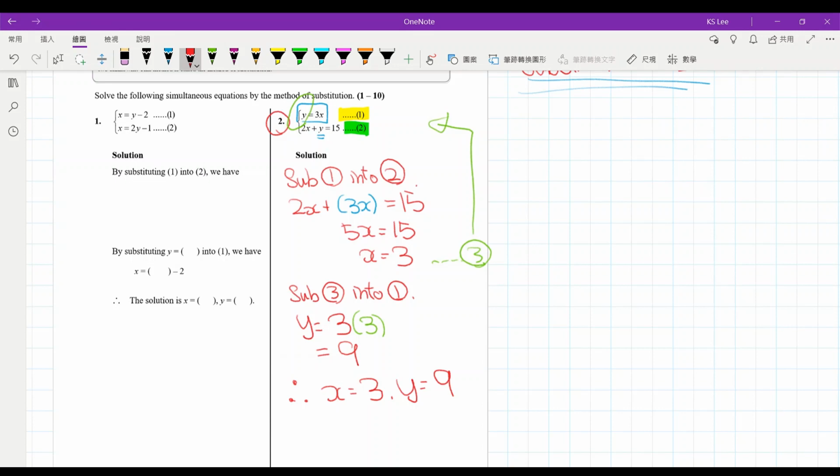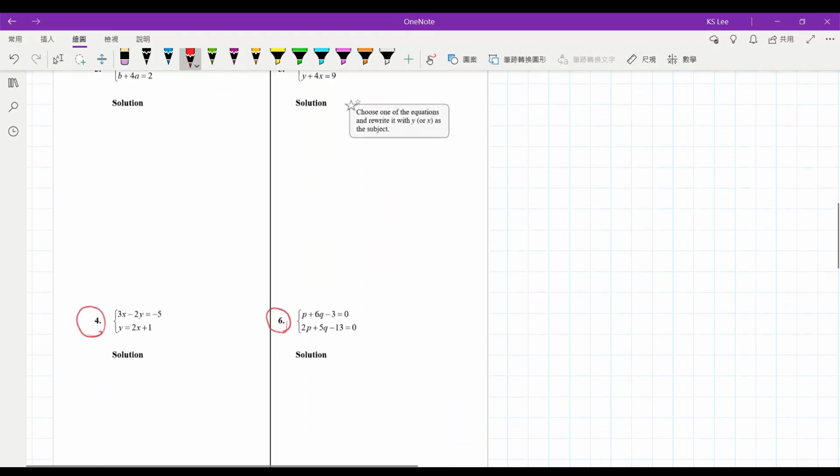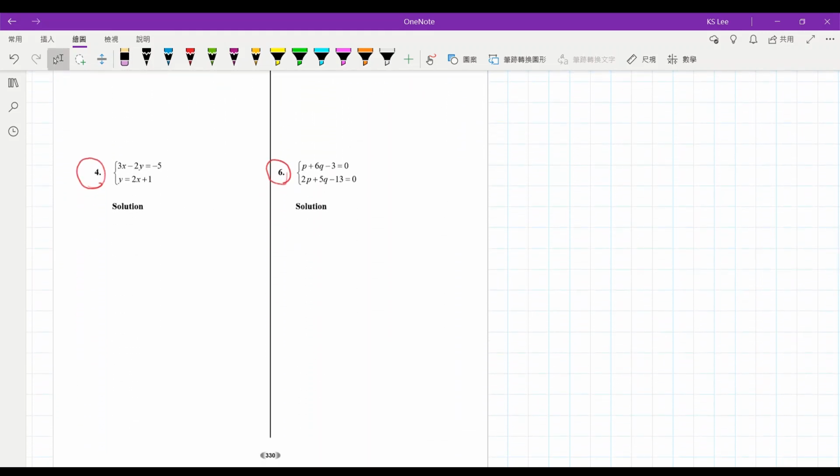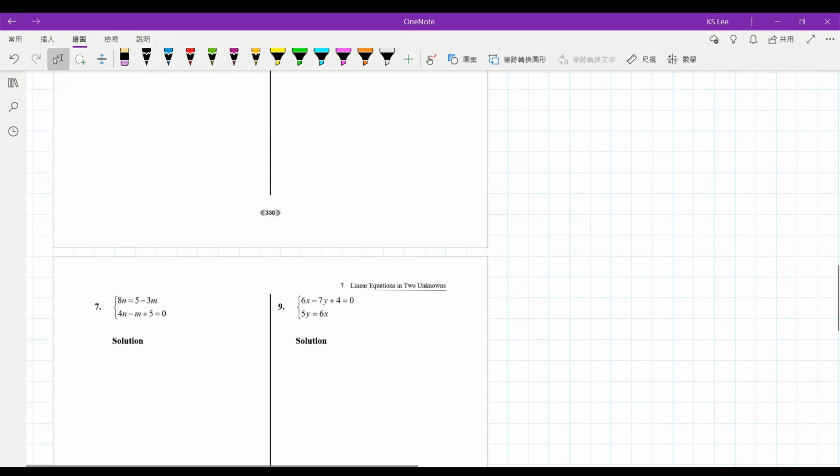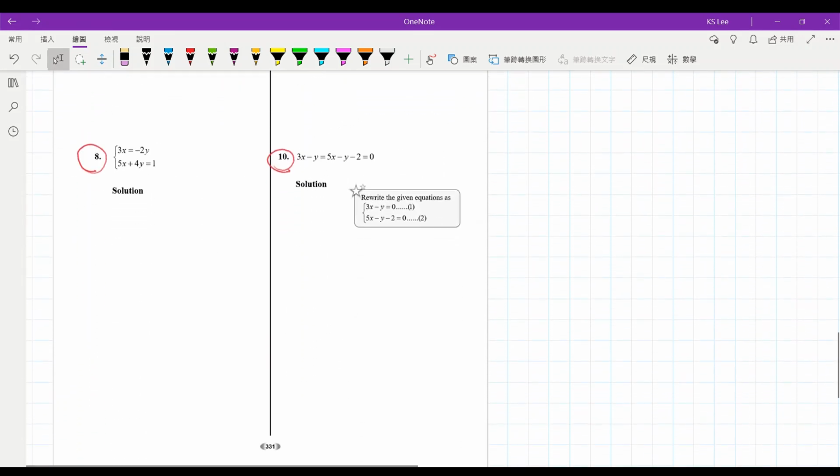And later on, I'm going to explain the following questions. You may try to make the practice. I'm going to show you the solutions of question number 4, question number 6, question number 8, and question number 10. So, let's start your practice.